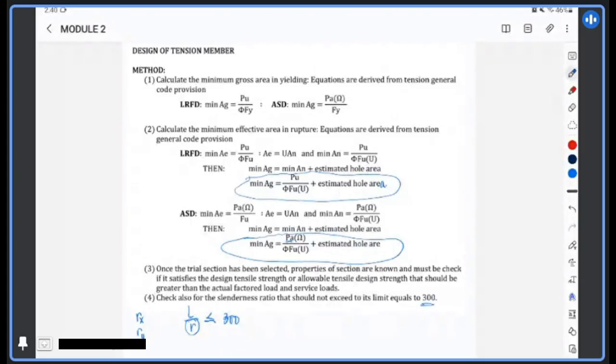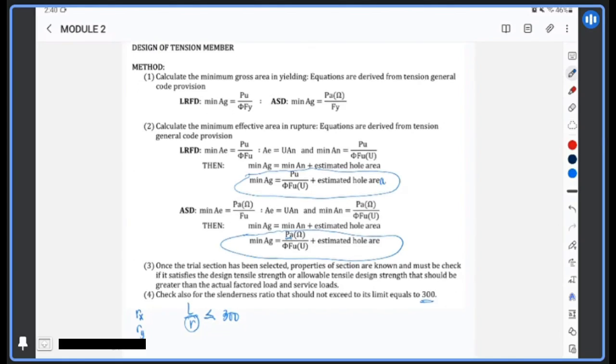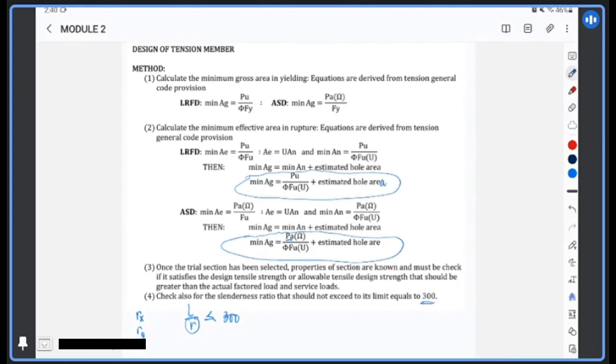Although guys, sinabi naman sa libro that slenderness has no structural significance when we design tension members, we still have to meet what the code requires, that slenderness ratio L over r should not exceed 300, where r is the minimum radius of gyration of the cross section. So whatever we choose for this condition would be the lesser of r sub x and r sub y. We can see this in our section database.